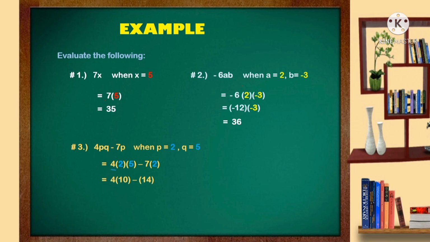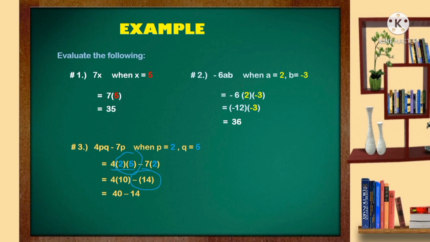So multiply. 2 times 5, I multiply this one first. So 2 times 5 becomes 10, then copy 4 because it is given. So minus 7 times 2 becomes negative 14. So 4 times 10 becomes 40 minus 14.